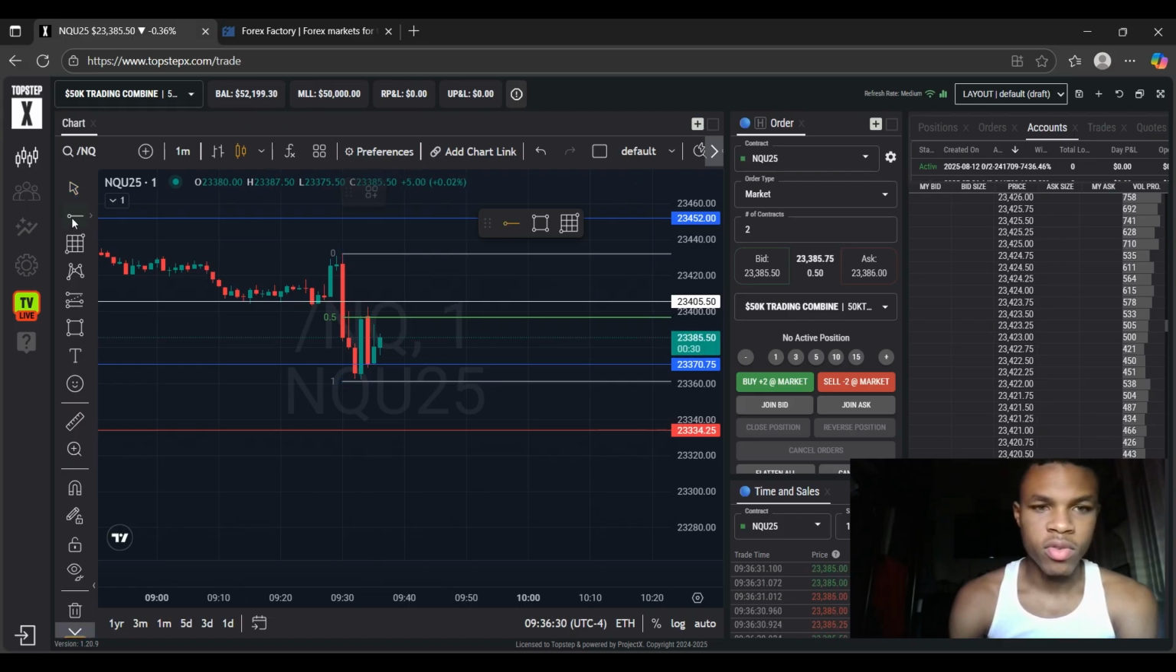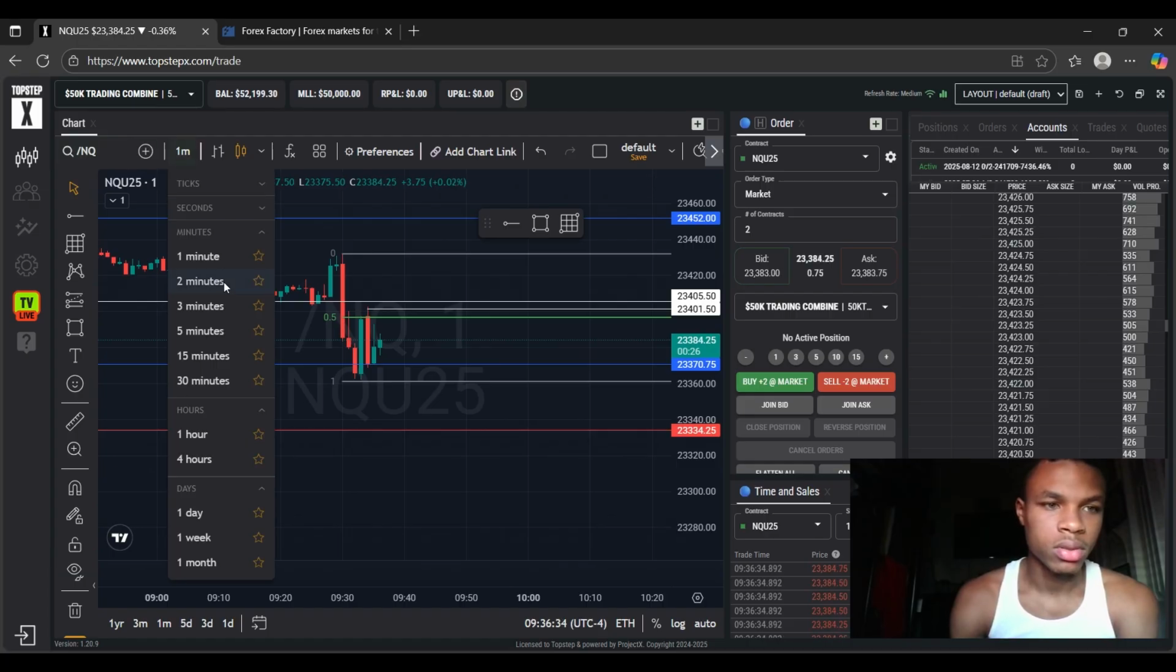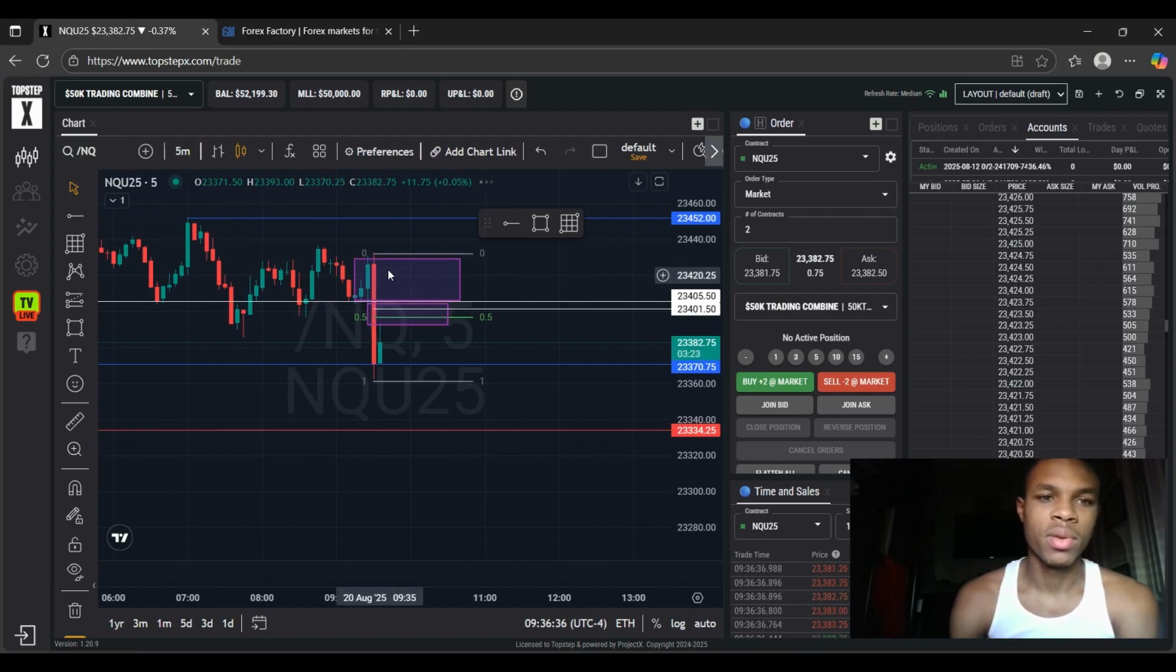if we could get a breaker structure on the 1 minute, that would be huge. That would mean we're probably reversing.